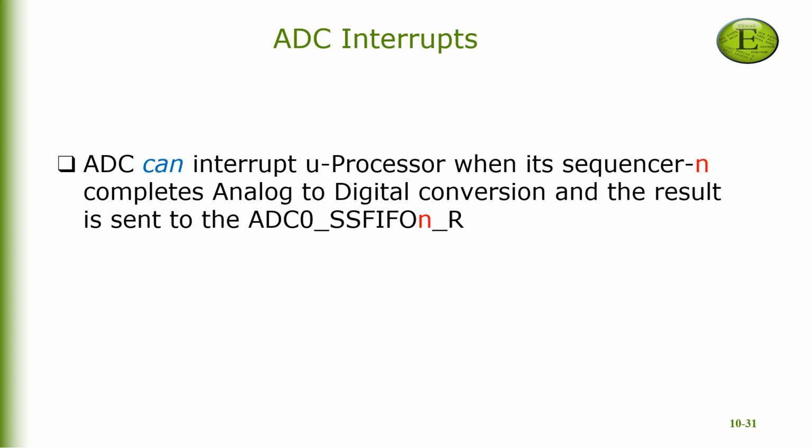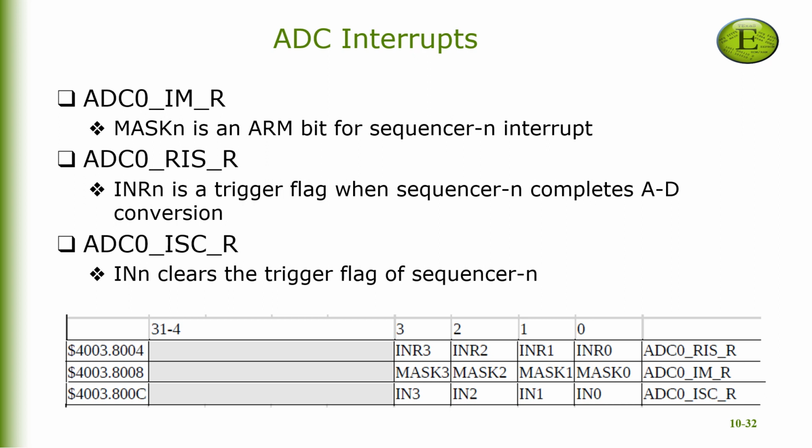Yet, the description of the ADC will remain incomplete unless we discuss how an ADC can interrupt the microprocessor when one of its sequencers has completed the analog to digital conversion and has stored the result in the corresponding FIFO register. There are 3 registers for configuring the ADC interrupts, and the way we configure ADCs to be able to interrupt the microprocessor is through its sequencers. So for each of these registers, we have 4 relevant bits, and each one of those 4 bits corresponds to a sample sequencer.